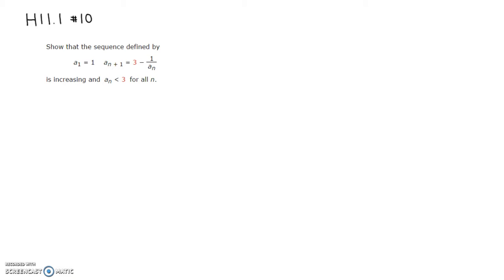First, I'm going to try to show number 1, the sequence is increasing. What we want to prove is that for all natural numbers n, we have to show that a_n is less than a_(n+1). So let's use induction. So it's a proof by induction.